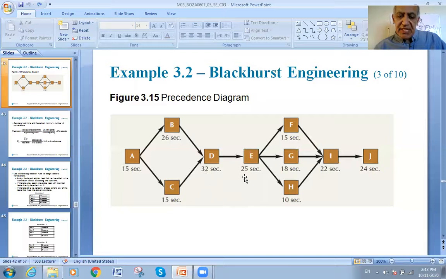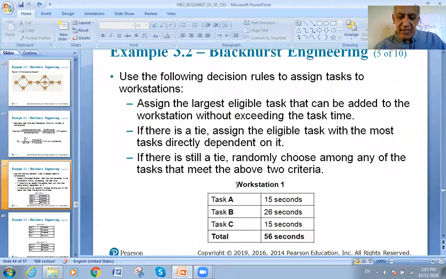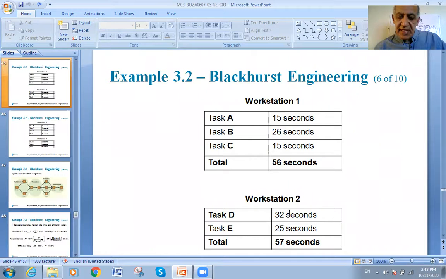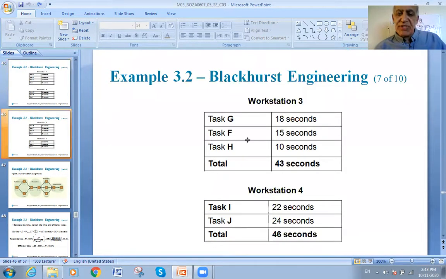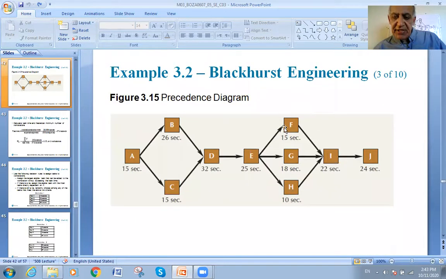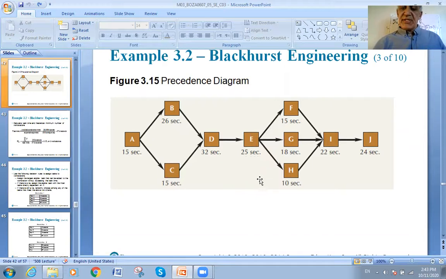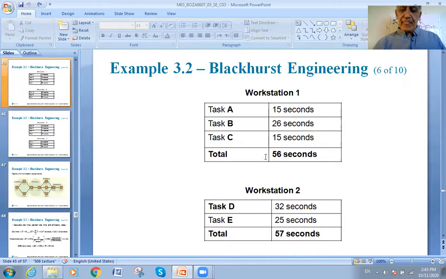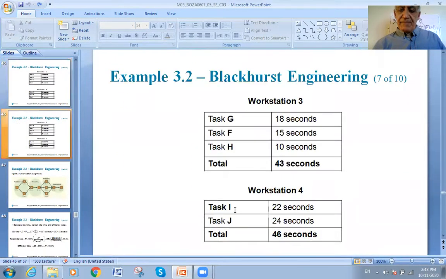Same thing I will do for stage 2, D and E. It will be 32 seconds plus 25 seconds, which come to 57 seconds. Then we'll go to workstation 3, which contains F and G and H. They are 15 and 18 and 10 seconds, right? When you collect them, 18 plus 15 plus 10, they are 43 seconds.